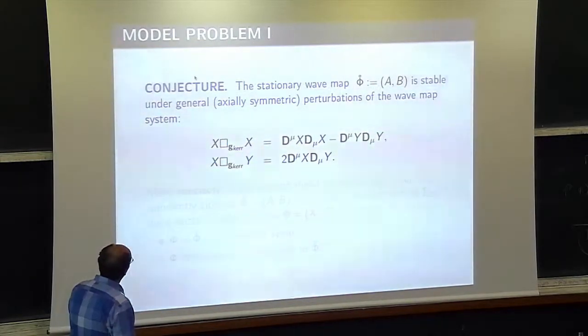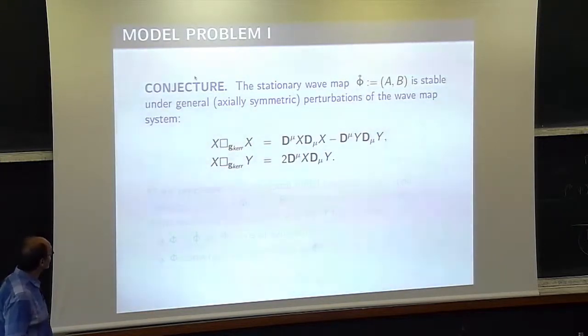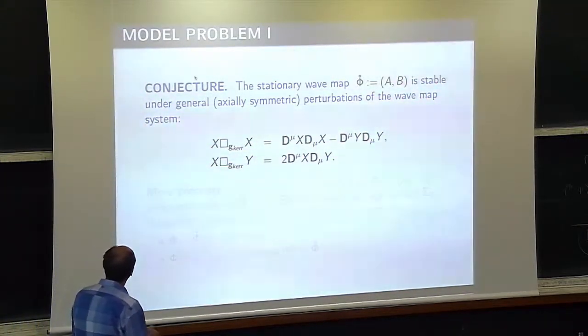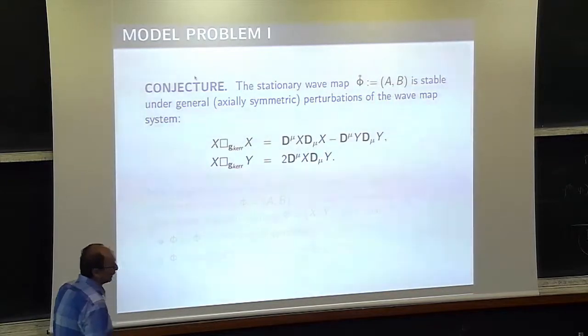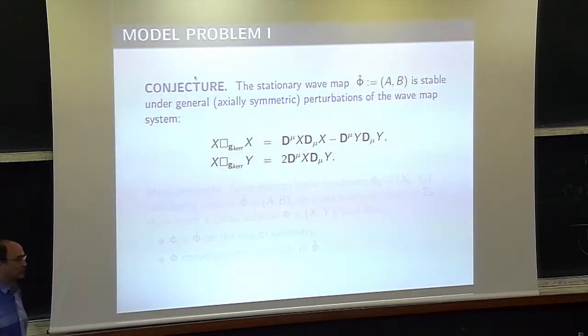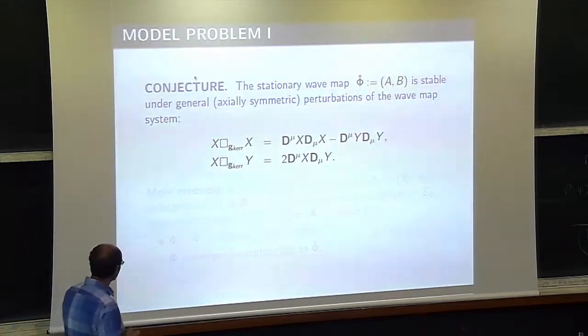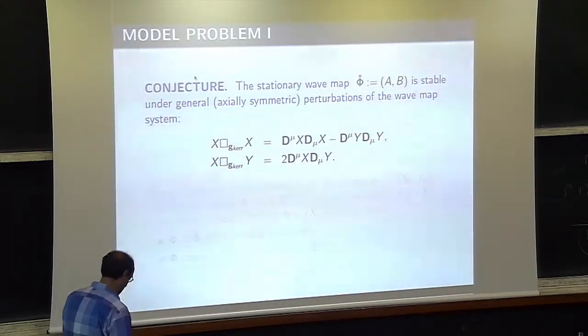So the conjecture we have for model problem 1 is that the stationary wave map phi naught, which is AB, is stable under general axially symmetric perturbations of the wave map system. The conjecture is for all values of a, but as you'll see, we only have some results for small values of a. We have one result, maybe the most important one, which is true for all values of a less than M. But the second result is more restricted.